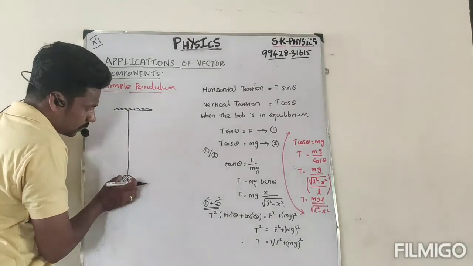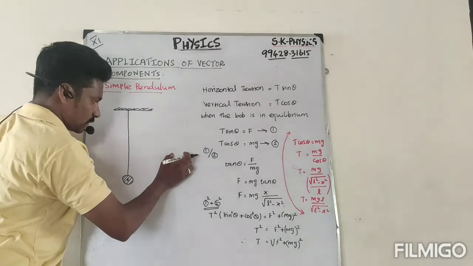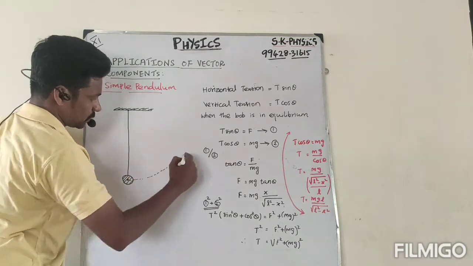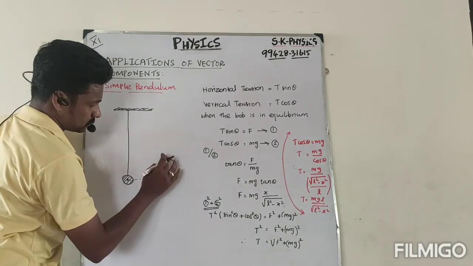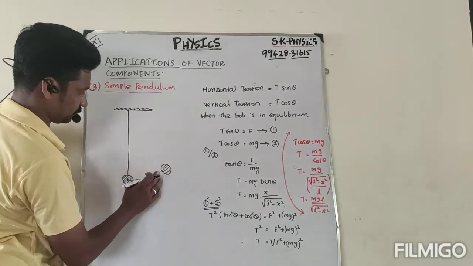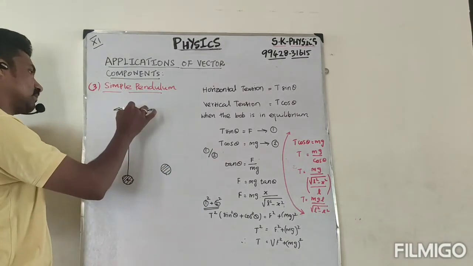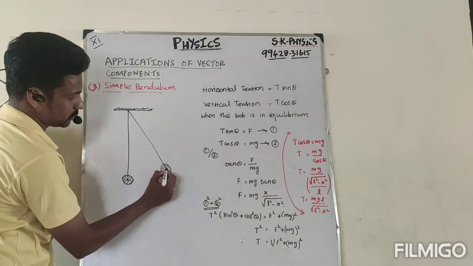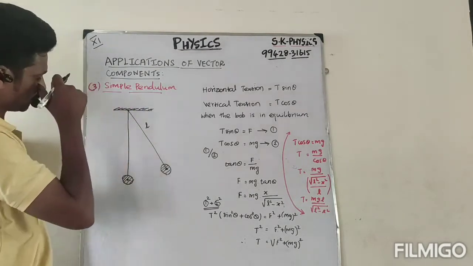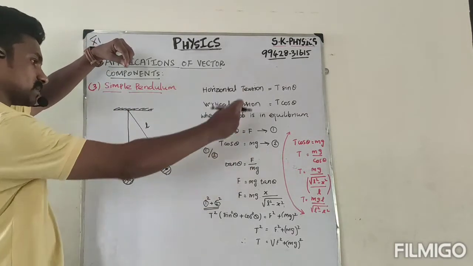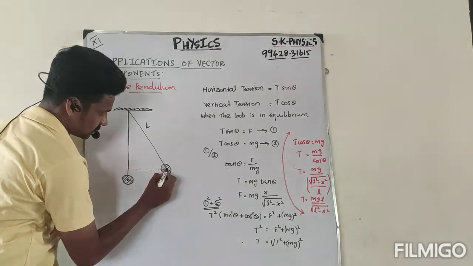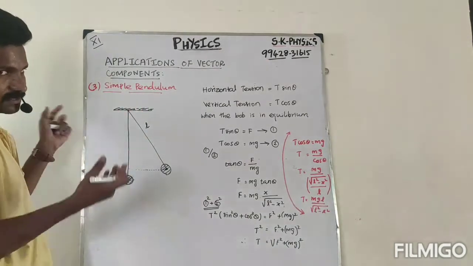When the bob reaches the maximum height or the maximum amplitude, maybe the bob is here. So now the bob is here, and the bob is here. So you know that this is the length of the pendulum. The bob oscillates like this. When the bob reaches here, let's compare this height with the initial position. So this is L, but this is not L.